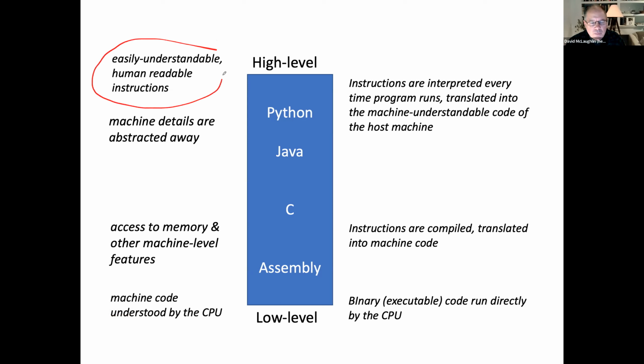There are different definitions, but for our purposes, when we talk about a high-level language, think about the things that you've done in Python. It's easily understandable to you, human-readable instructions, and the details about the machine are abstracted away, so that when you wrote code in Python, you didn't care about the memory locations. You didn't care about what the actual machine looked like.